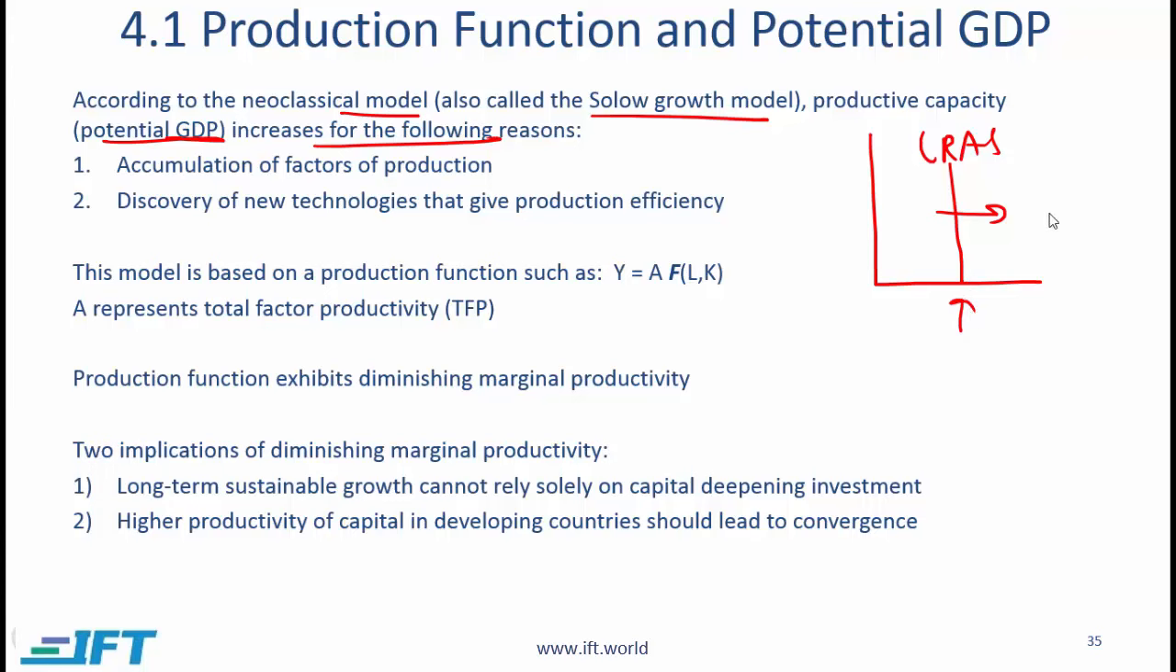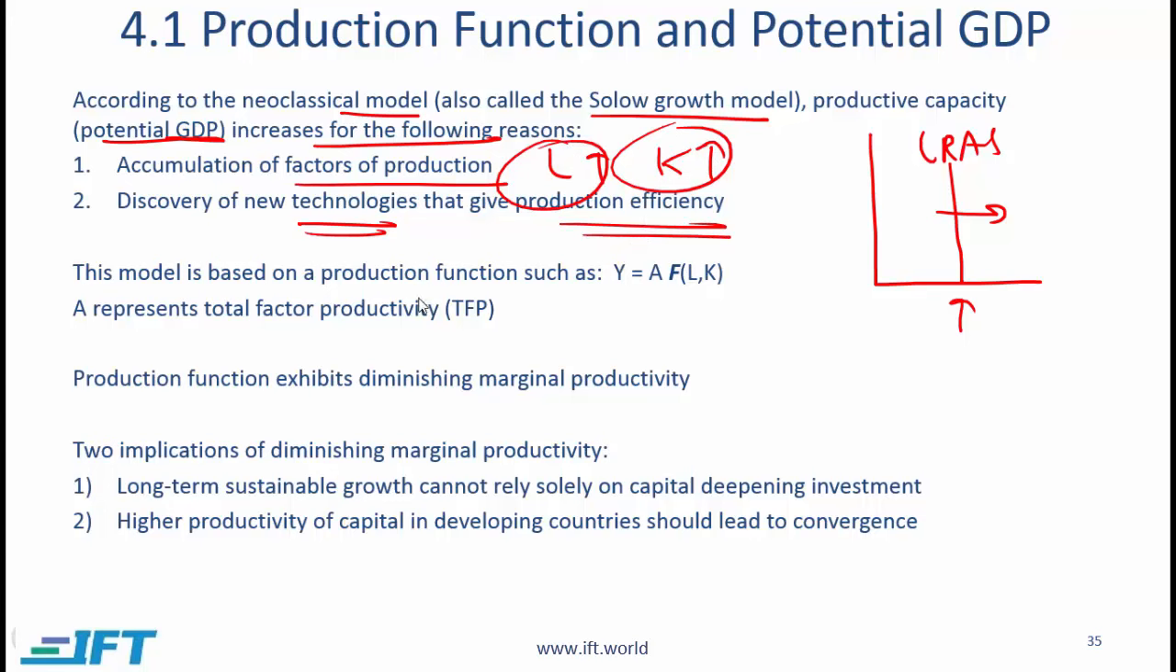So this moves to the right either because there is an increase in the factors of production. So we have more labor or we have more capital that will cause our productive capacity to increase. The other possibility is that we discover new technologies which make our existing labor and our existing capital more efficient.